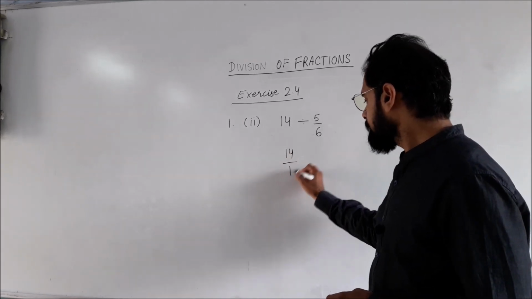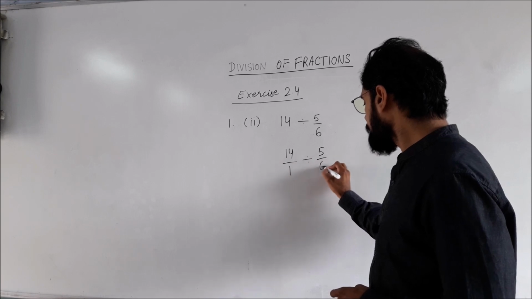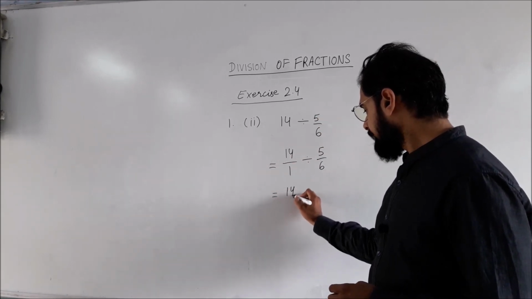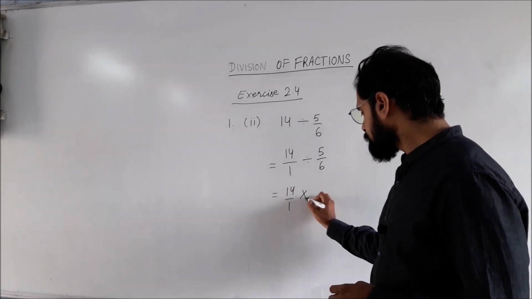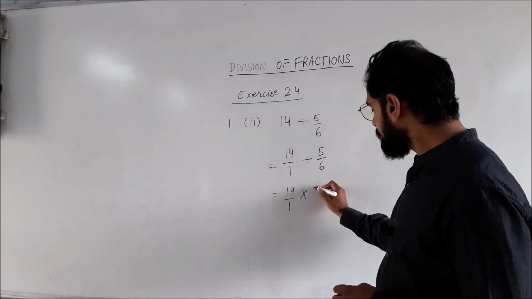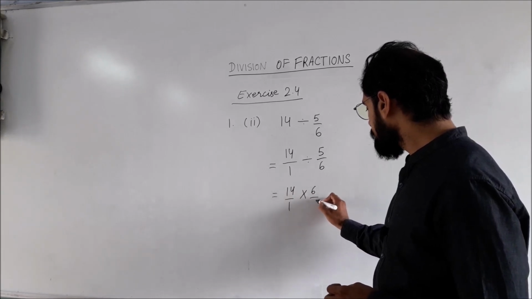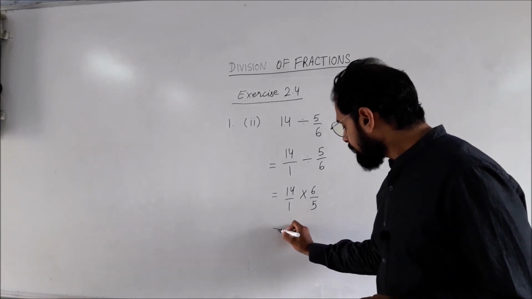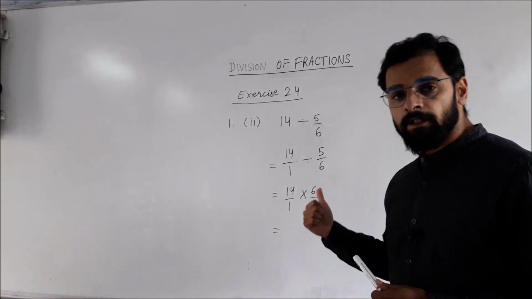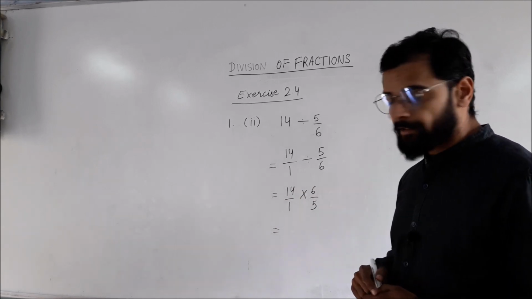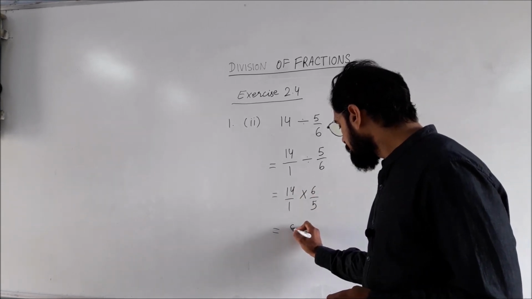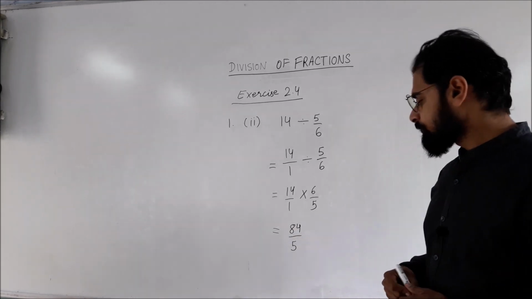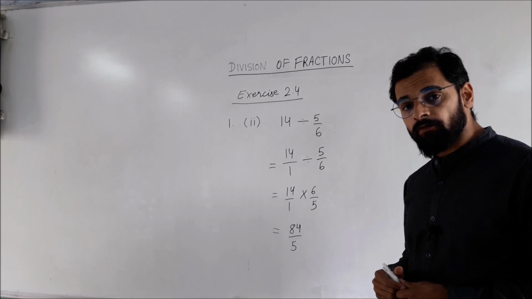First step, both the numbers should be written in fractional form. 14 will be written as 14 over 1. Next step, division will be changed to multiplication along with the reciprocal of the divisor, that is 6 over 5. 5 over 6 will be written as 6 over 5. Now you cannot see any common factors between the numerator and the denominator, so we will have to multiply them. 14 into 6 is 84. 5 into 1 is 5. So this is your answer, 84 over 5.